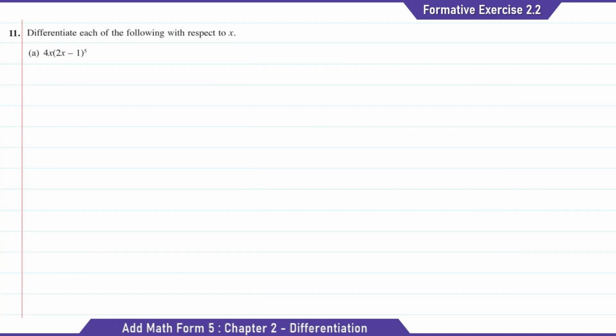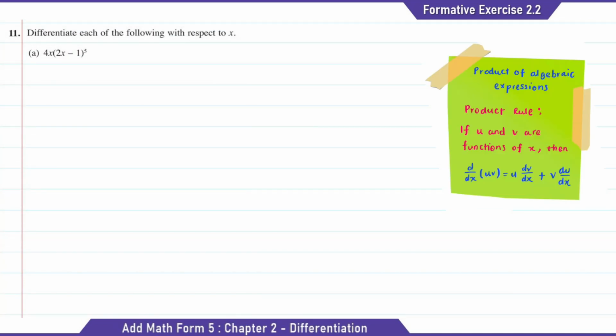Question 11. Differentiate each of the following with respect to x. Question A. As this is the product of algebraic expressions, to differentiate it, we're going to use the product rule. So first copy the u for x, then differentiate the v. It will be 5 bracket (2x minus 1) to the power of 4. Then differentiate the terms in the bracket, which is going to be 2, plus copy the v, (2x minus 1) to the power of 5.